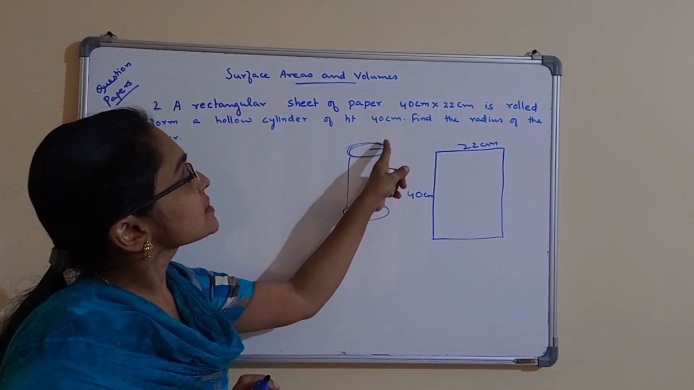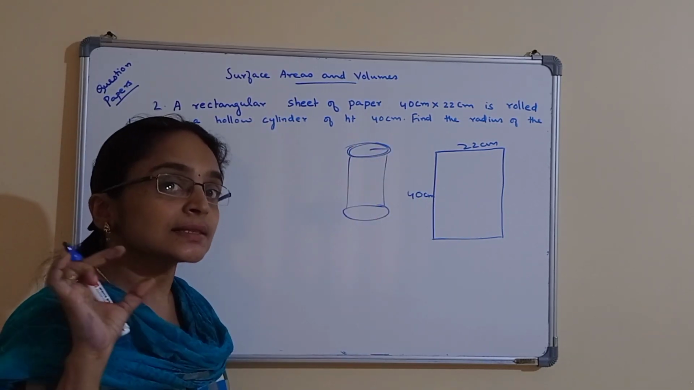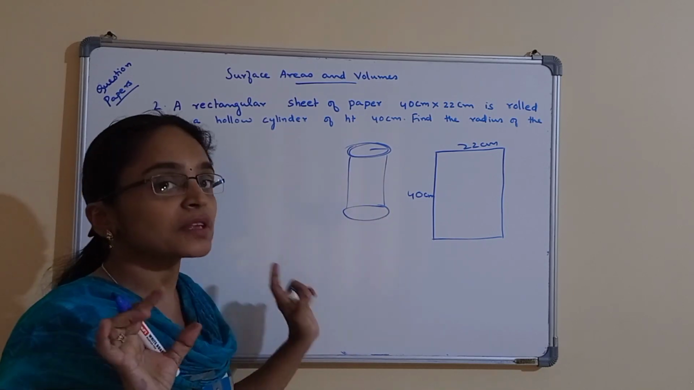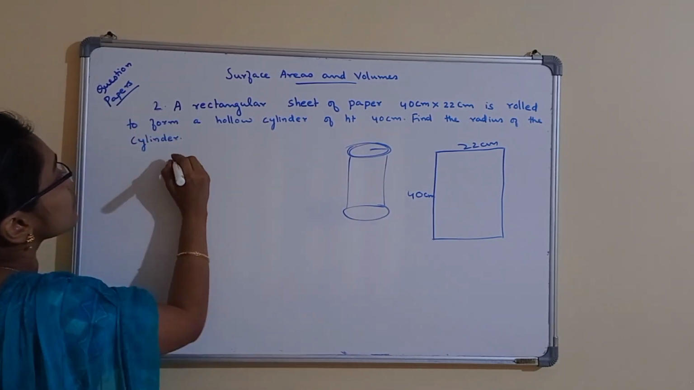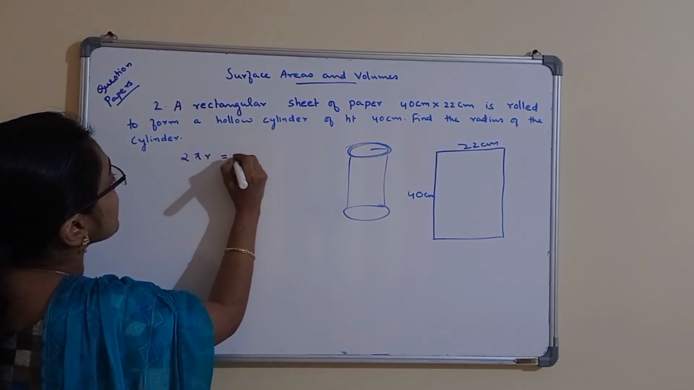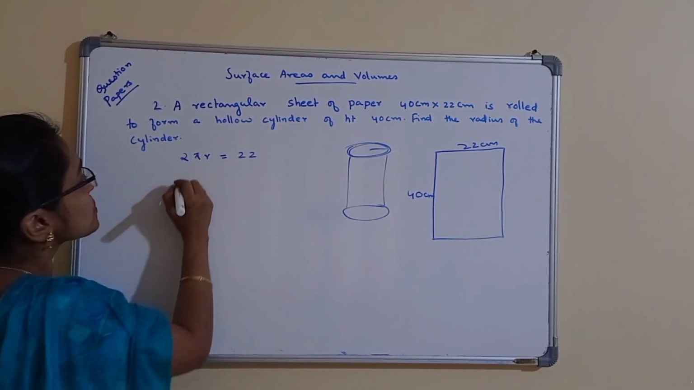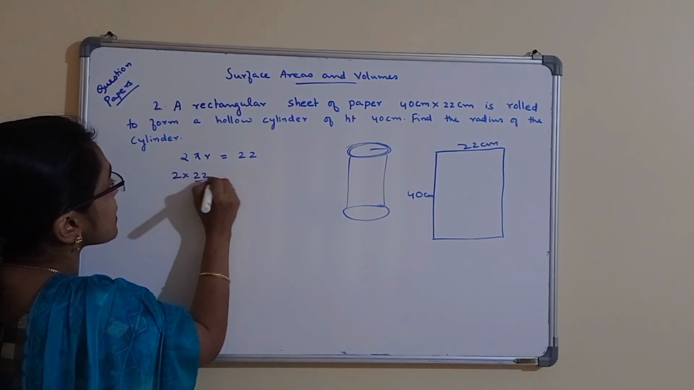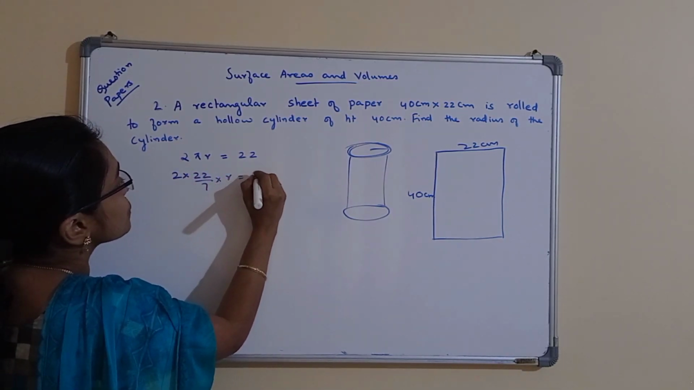And this 22 centimeter is the circumference of the base of the cylinder, right? So, what is the formula for circumference? It is 2 pi r. 2 pi r is equal to 22, which means 2 into 22 by 7 into r is equal to 22.